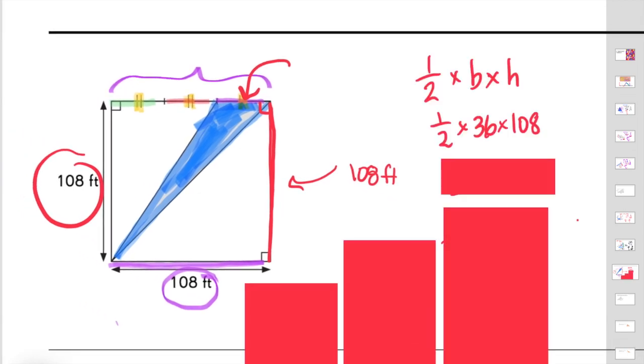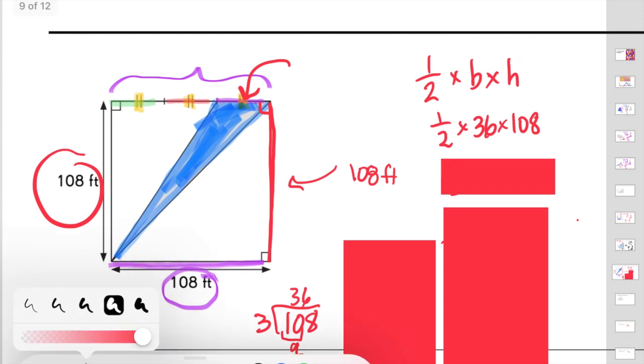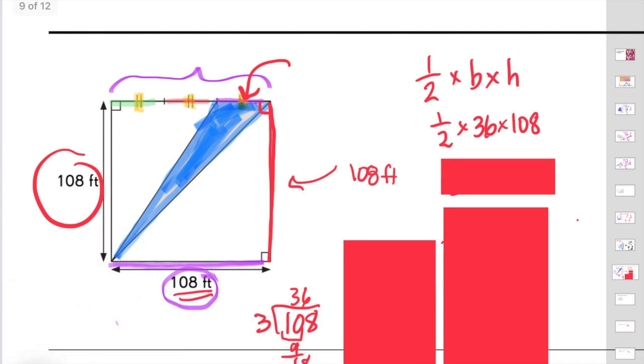All right, so hopefully you found that you needed to take 108, the total measurement of this purple side, and to find the base over here, we needed to divide that by 3 because we were dividing 108 into 3 equal parts. And when you divide 108 by 3, you get 36. So we know now that the base is 36 and the height is 108.